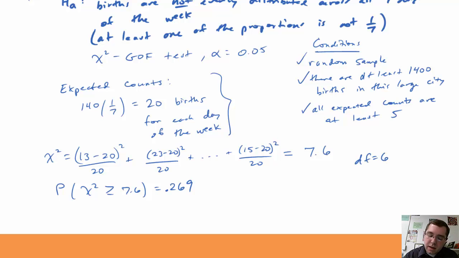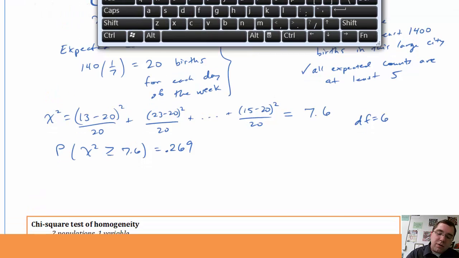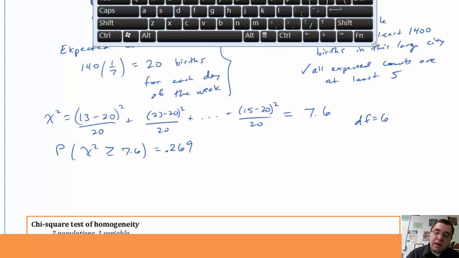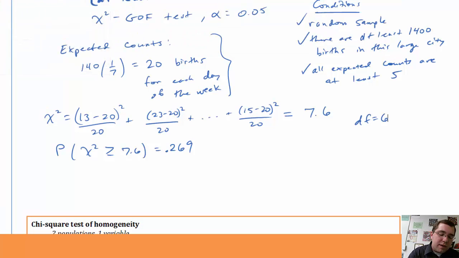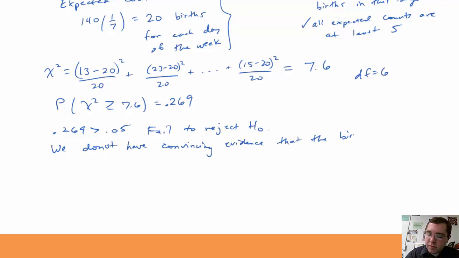Okay. So I will make my conclusion. The conclusion will work the same way it has worked for all of the other hypothesis tests that we have run. My p-value of 0.269 is greater than my alpha value of 0.05, so I fail to reject H naught. When I fail to reject, that means we do not have convincing evidence that the births are not evenly distributed throughout the week.